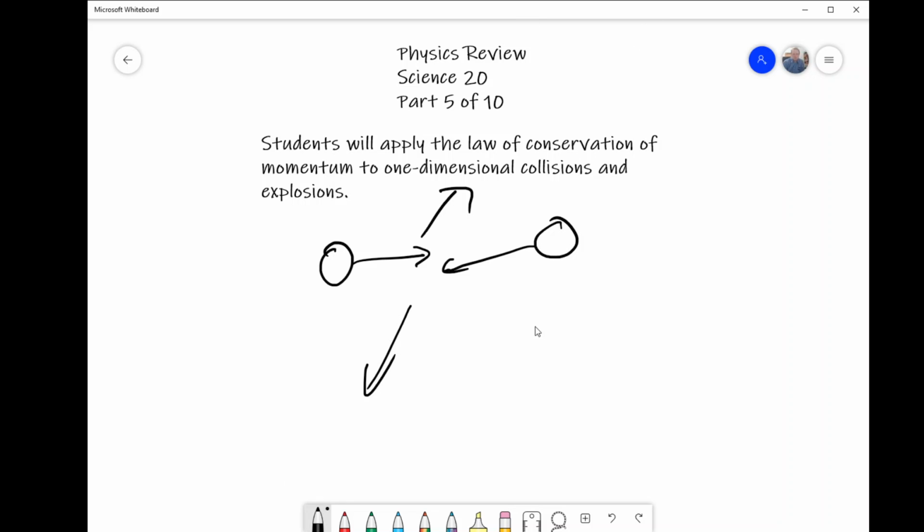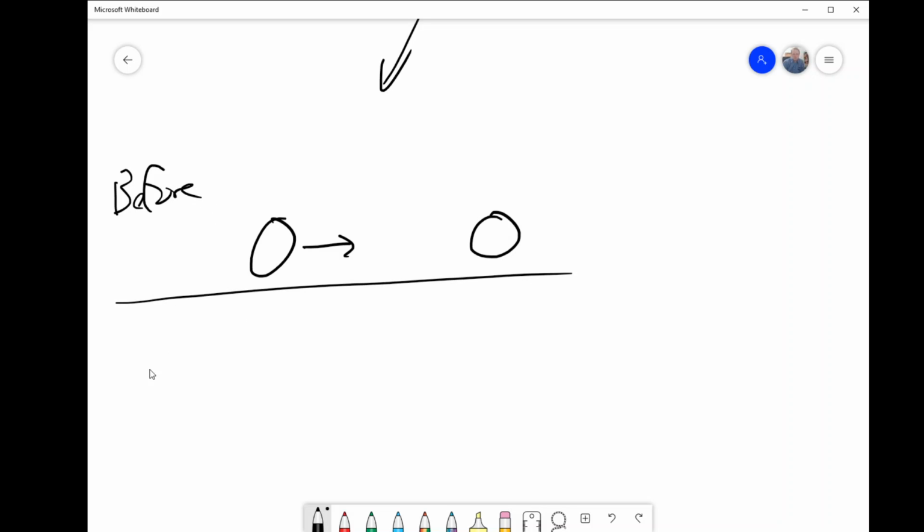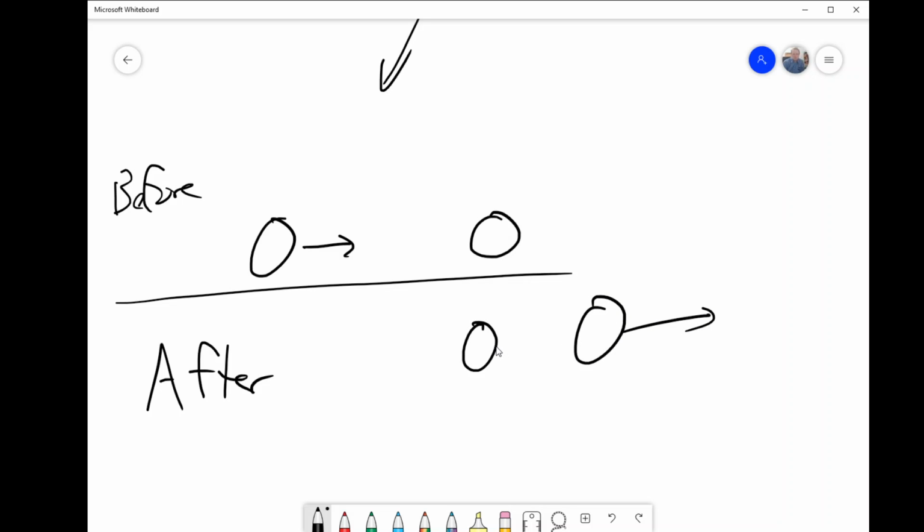And they also have this nice feature that we typically start with a cue ball, and the cue ball is in motion, the ball it hits is not. We'll call this the before picture. And after the collision, the ball the cue ball hit is now in motion. The cue ball itself is usually going, but not as quickly.